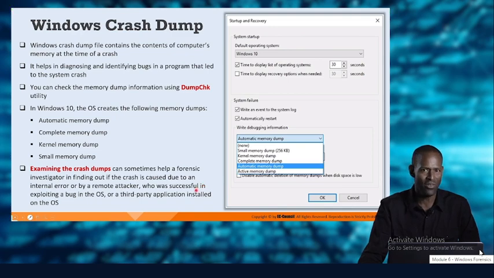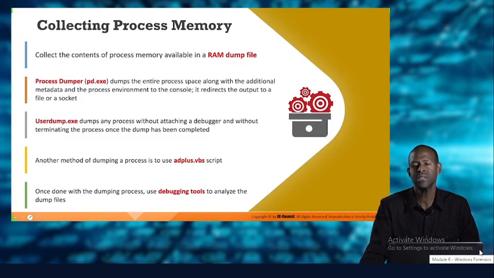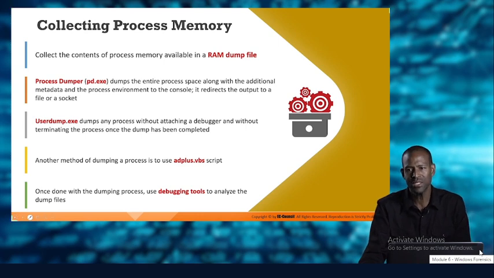We can get all kinds of information from doing a crash dump analysis. We can also collect process memory and do a RAM dump and then examine the RAM dump file. There's a process dumper, pd.exe, that dumps the entire process space with metadata and the process environment to the console, redirecting it to a file if you want, or even out of a socket. And userdump.exe dumps any processes without a debugger, and you don't need to terminate the processes. Another one would be adplus.vbs.